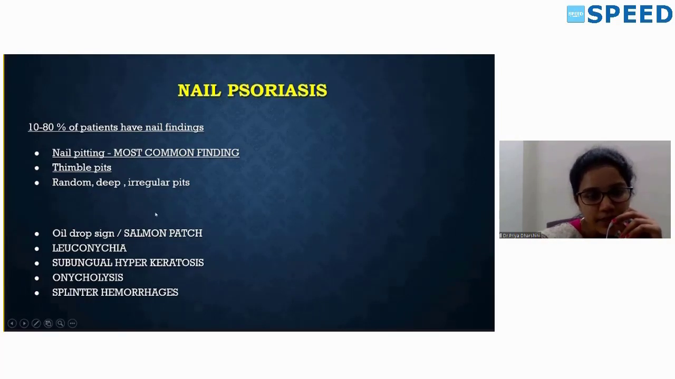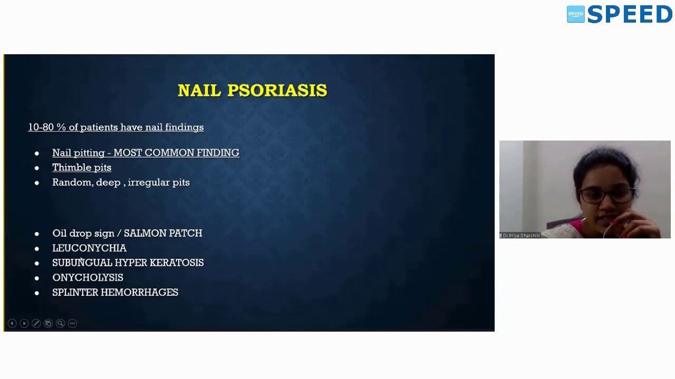Apart from pitting, other signs can also be present in nail involvement in psoriasis. Oil drop sign or salmon patch is the most specific finding. If they ask what is the most common finding in nail psoriasis, then it's nail pitting. If they ask what is the most specific finding in nail psoriasis, then it's oil drop sign or salmon patch. Oil drop sign occurs due to onycholysis, separation of the nail plate from the nail bed, and collection of debris inside it to give an oil drop appearance.